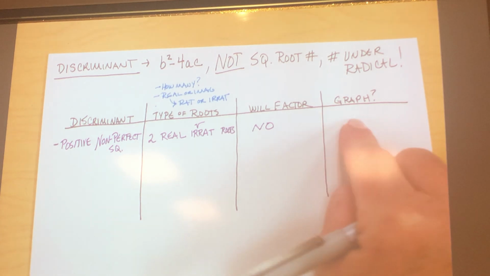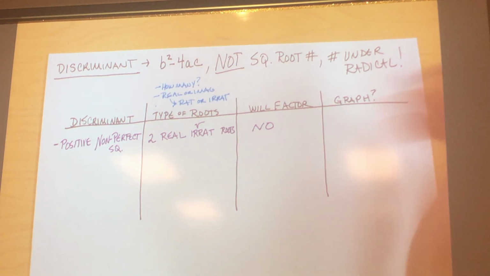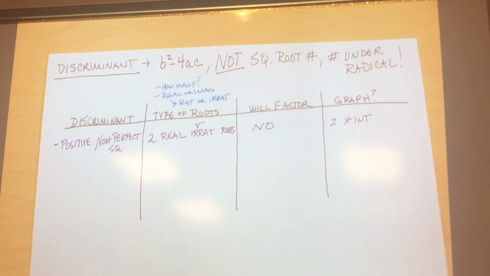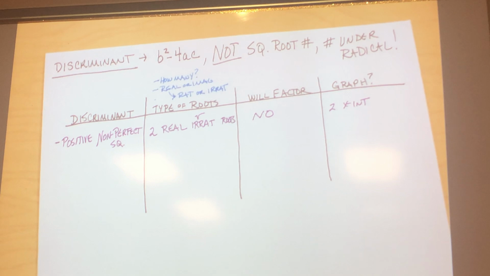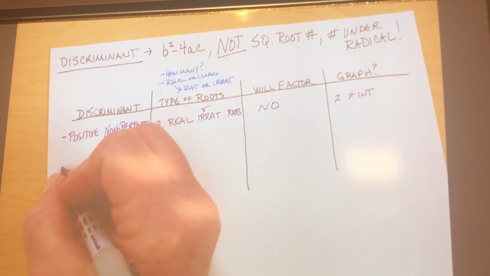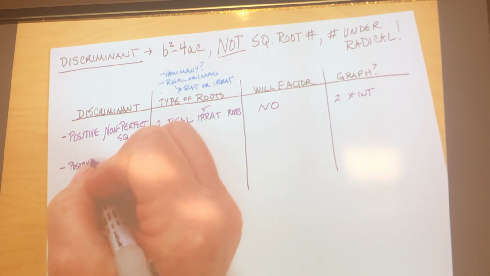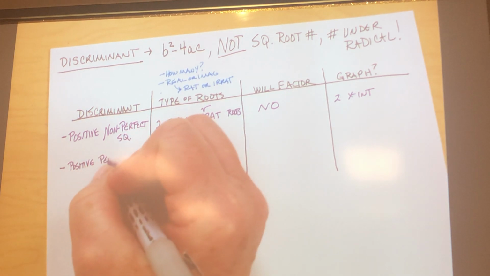What about on my graph? How many times will it cross the x-axis? 2 times. 2 x-intercepts. Do you agree with that? All right, so what about this one? What about this one, a positive perfect square?